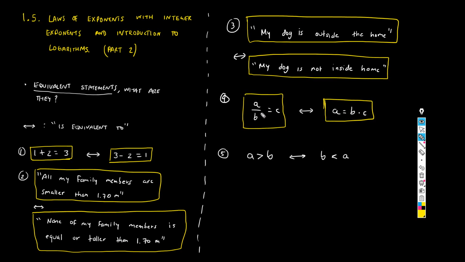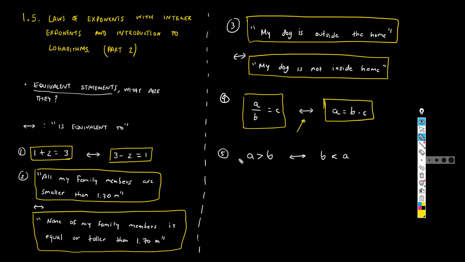How can you go from this statement to this statement? Basically, what you have to do is multiply both sides by B, right? And how do you go from this statement to this other statement? What you need to do is divide both sides by B. So this and this are equivalent, and we write that symbol.